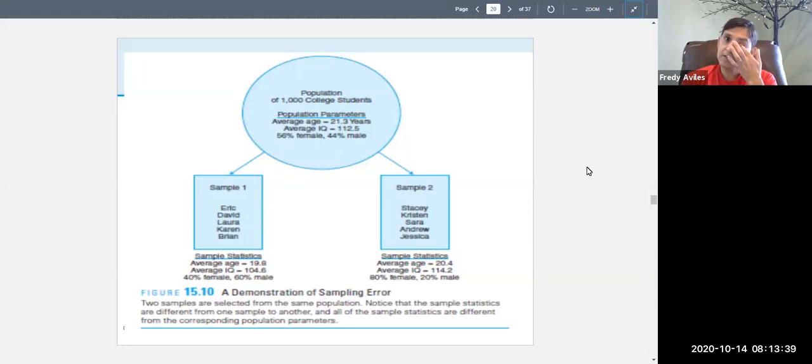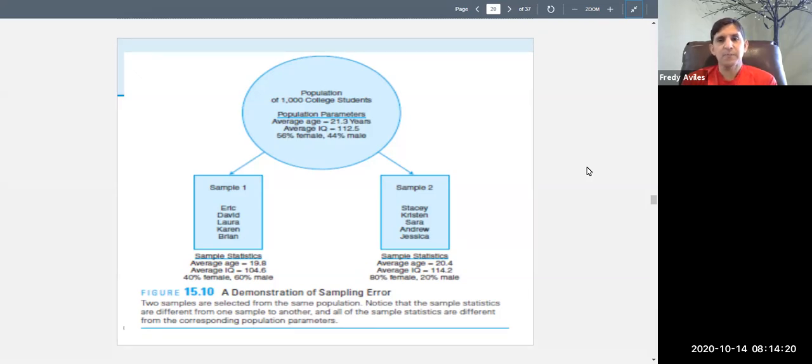And then we have the population parameters, which, remember, parameters are just like statistics, except they refer to the population. So the average age of those college students is 21.3 years, okay? The average IQ is about 112.5. Yes, college students should be smarter than average, okay? There are those in college after all. A lot that are not as smart, right? Less than average, probably wouldn't go to college. So the average IQ is about 112.5. About 56% female, 44% male. Okay, yes, we are finding that more females are attending college now than males. So that's the population. That's what describes the population.